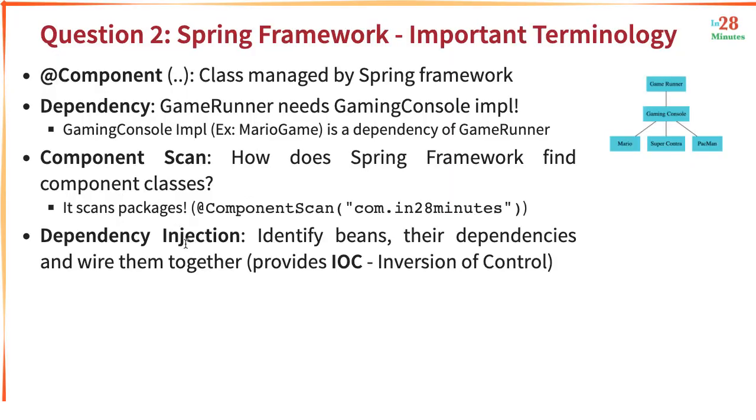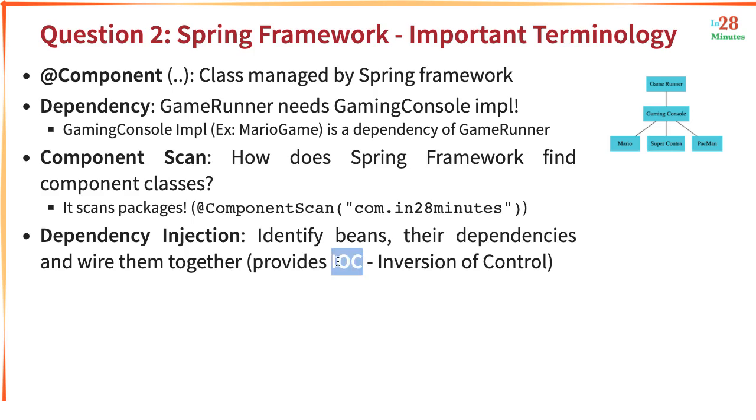The next important terminology is dependency injection. Whatever we are seeing the Spring Framework do in this specific example is what is called dependency injection. It does a component scan. It identifies component classes. It creates instances for them. It identifies the dependencies that are present for each of these classes. It creates instances for those dependencies, and it would wire the dependencies into the beans. This entire process, what Spring Framework does is called dependency injection.